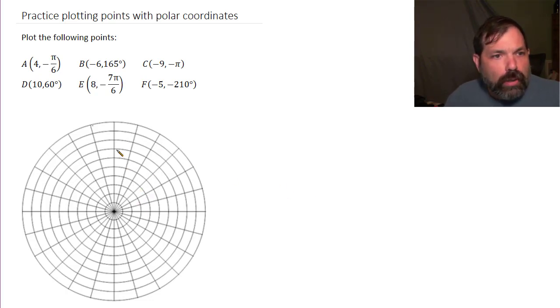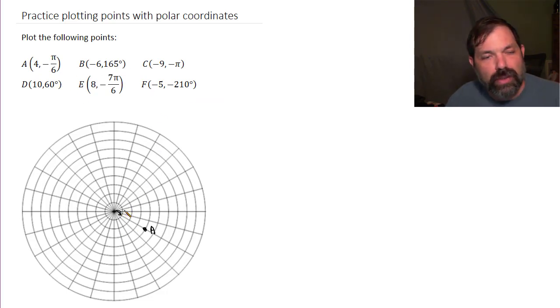All right, so let's see. Point A is the point 4, negative pi over 6. So if I was in the direction of negative pi over 6, that would be on this axis, and step out 1, 2, 3, 4 steps. Here's the point A.